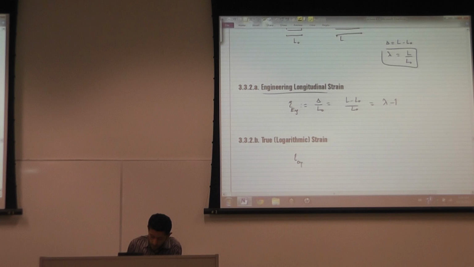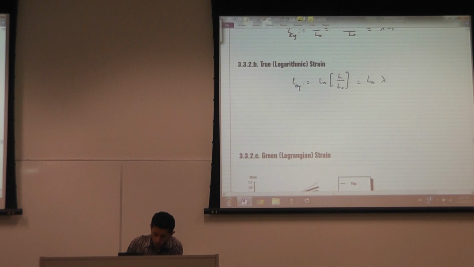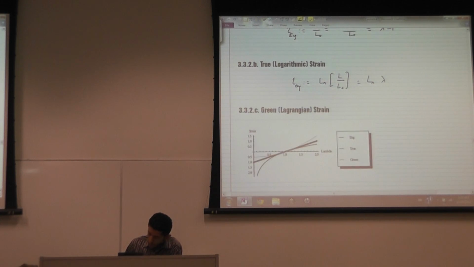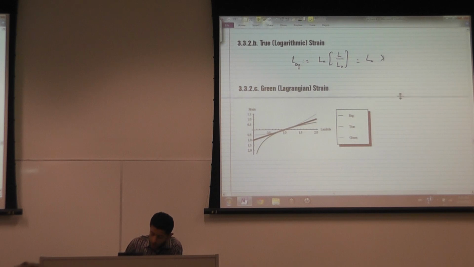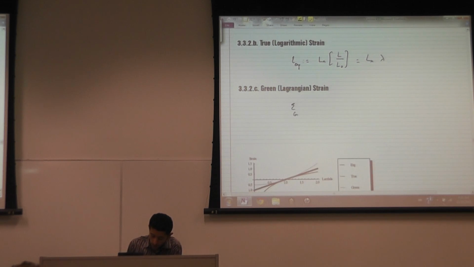The true strain is defined as the natural log of L over L0, which is equal to log lambda. The Green strain, absolute Green, is defined as half L squared minus L0 squared divided by L0 squared, which is equal to half lambda squared minus 1.